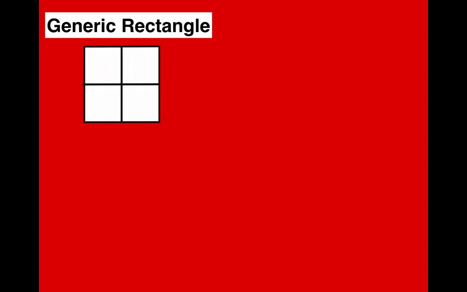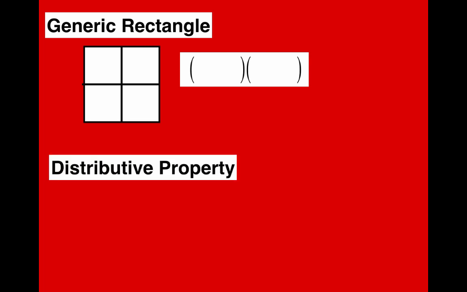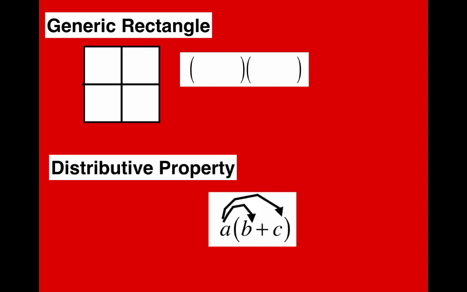Okay, so wrapping up the video here, just remember generic rectangle is a way to multiply when you have 2 parentheses, double parentheses, but you can use regular distributive property if it's only 1 parenthesis. So you got to pay attention to the equation and decide which strategy is best.